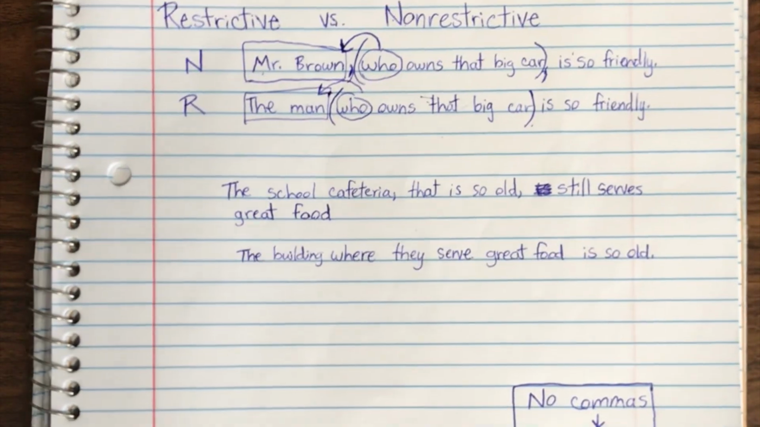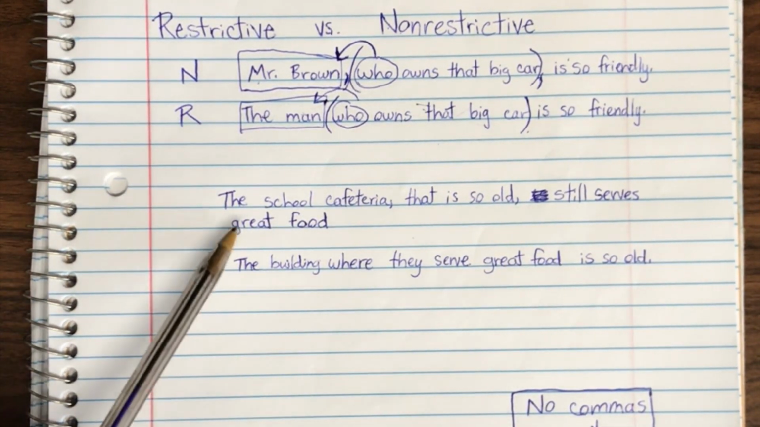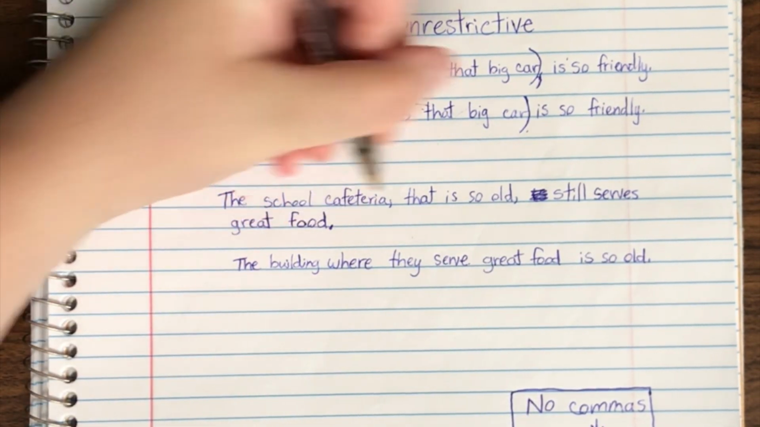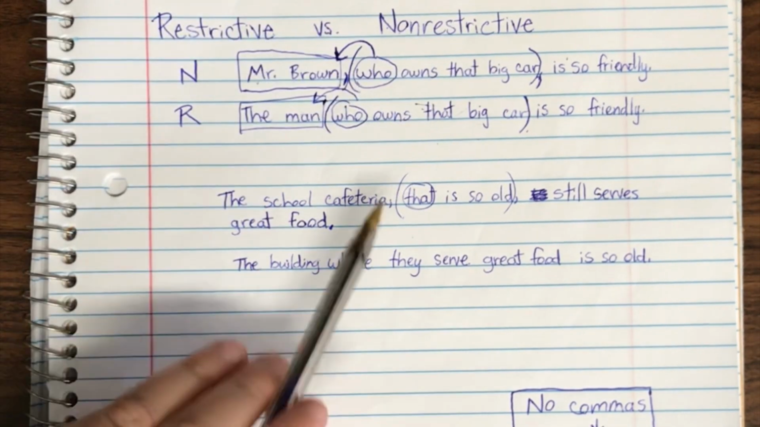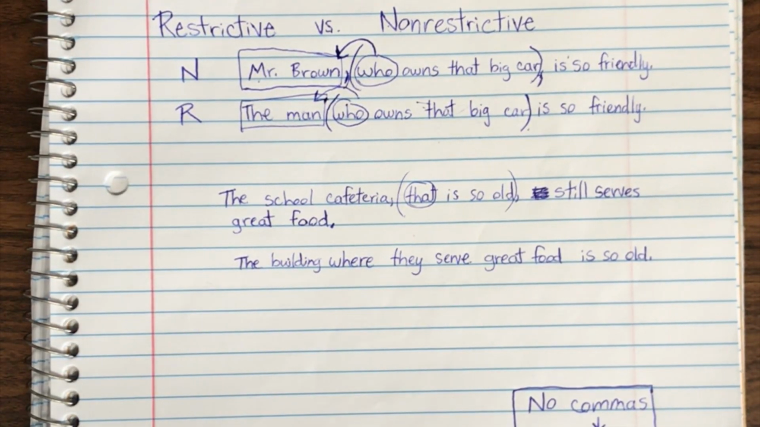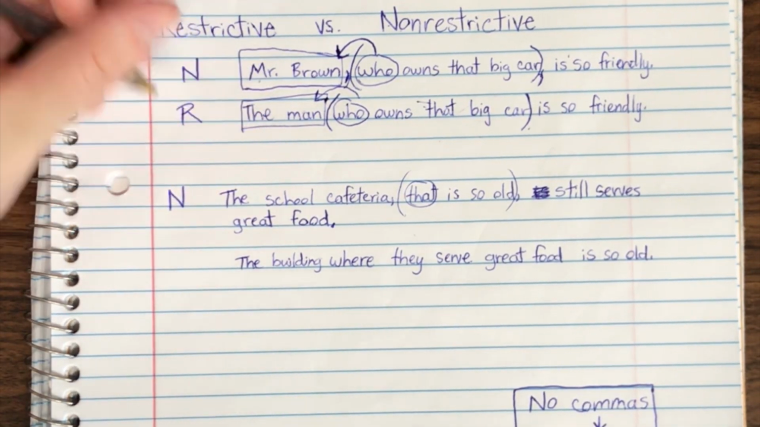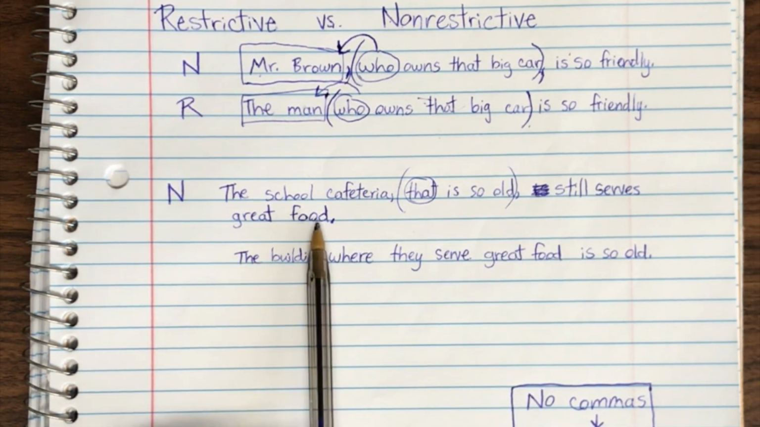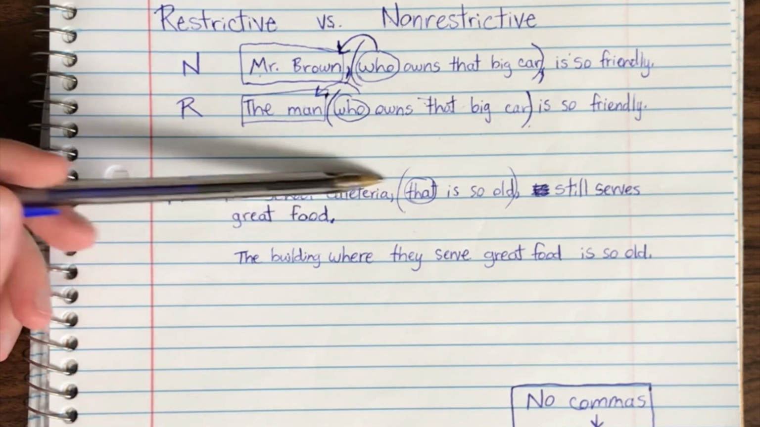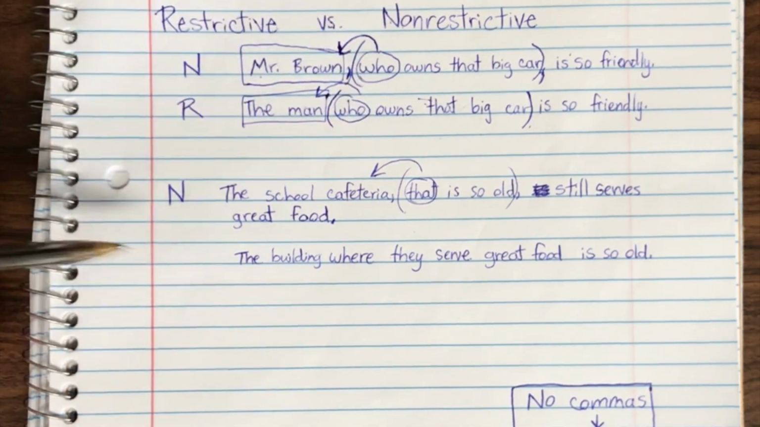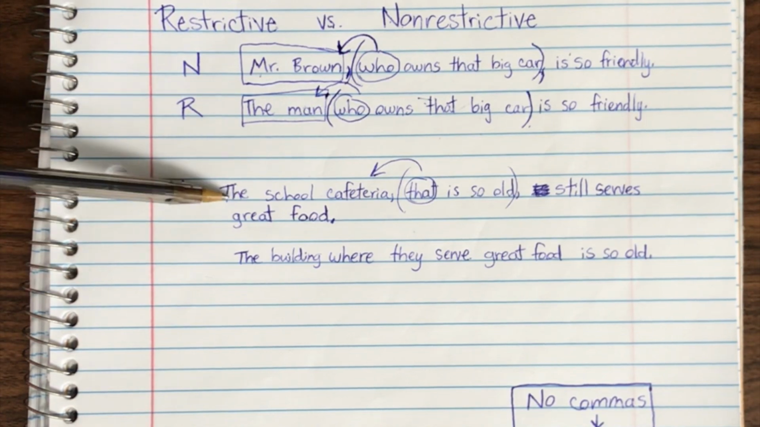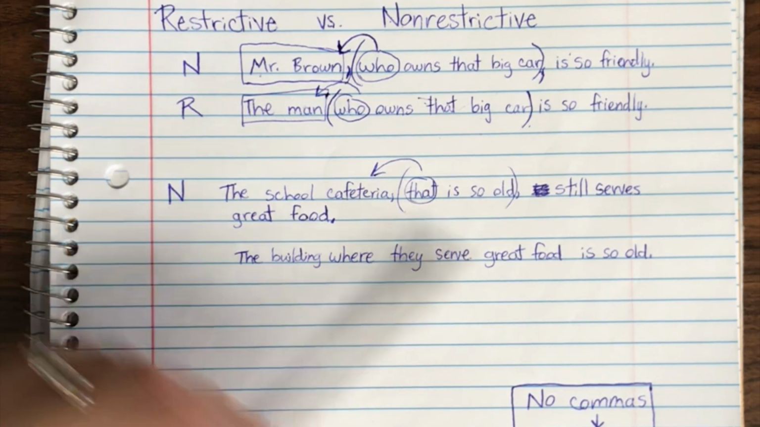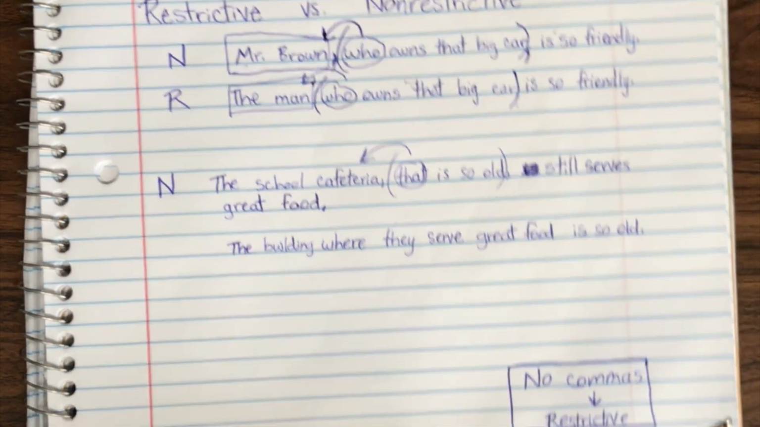Let's do a couple of practice examples. Okay, here we have, the school cafeteria, that is so old, still serves great food. So we see that there are commas around this clause. And so that's a pretty good indication that this is a non-restrictive clause. So let's practice. Let's just take the clause out and see what happens. The school cafeteria still serves great food. Do we know what the school cafeteria is? That's the noun that we're looking at. Yes, we already know what the school cafeteria is. So this is just extra information about the school cafeteria that is so old. So yes, non-restrictive. Perfect.